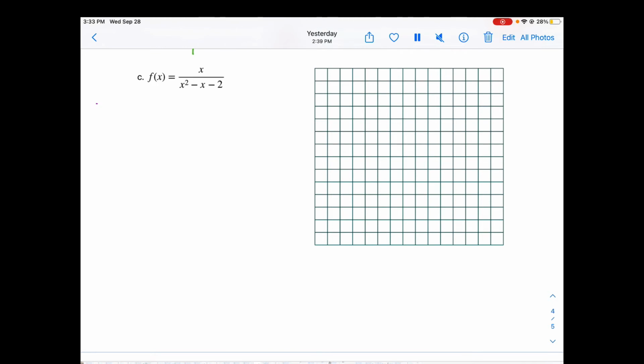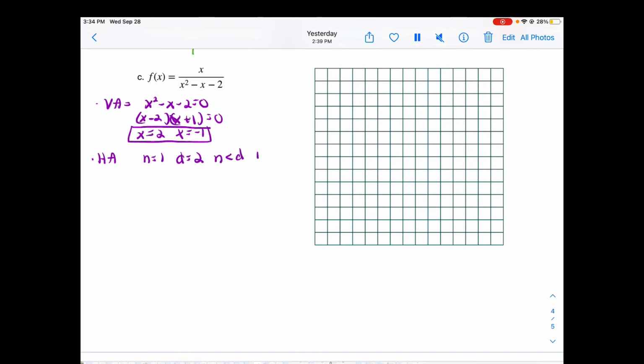So again, this one will not simplify, so I'm going to start by finding the vertical asymptotes. This is the first example where we have a quadratic in the denominator. It simplifies down to x equals 2 and x equals -1. So this equation has 2 vertical asymptotes, so our graph is going to look a little different. Find your horizontal asymptotes. Since the degree of the numerator is less than the degree of the denominator, I have a horizontal asymptote at y equals 0.